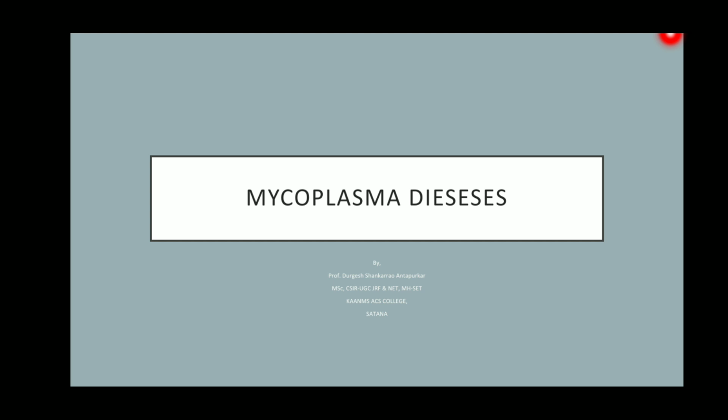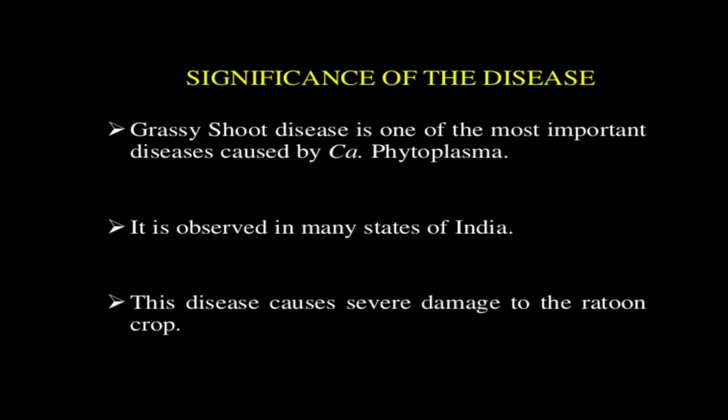So in this lecture we will start with the different kinds of plant diseases. One of the mycoplasmal diseases is called the grassy shoot disease of sugarcane, right? So this disease is caused by mycoplasma on the sugarcane plant. What is the significance of this disease, means why do we have to study this disease? It causes severe damage to the sugarcane crop.